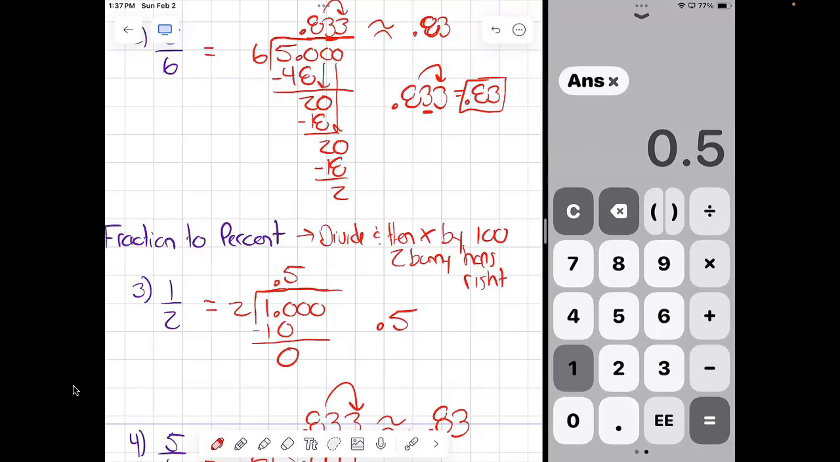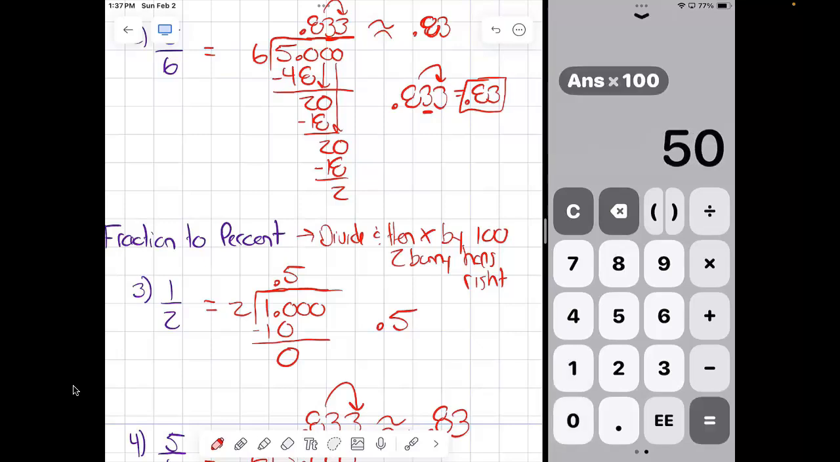Then you're going to multiply by 100, and you're going to get 50, which we know as 2 bunny hops to the right. Make sure you fill in your place value holder, and as the calculator and as your bunny hops show you, you get 50%.